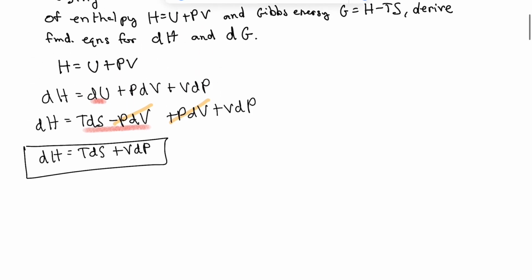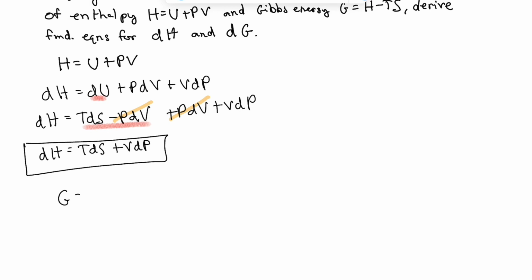Now, similarly, since the Gibbs energy, G, is equal to H minus TS, if we apply a d to everything there, dG is equal to dH minus TdS minus SdT.